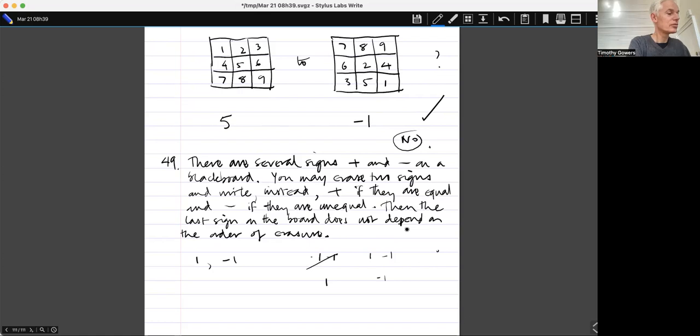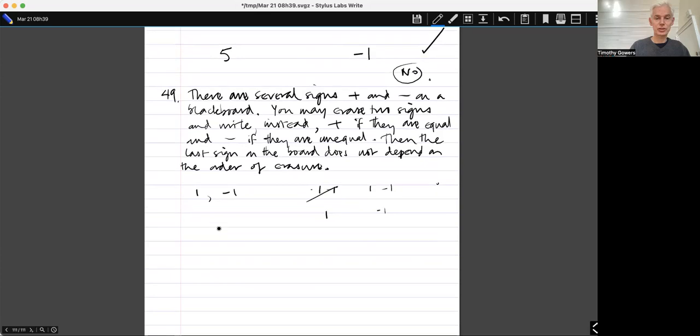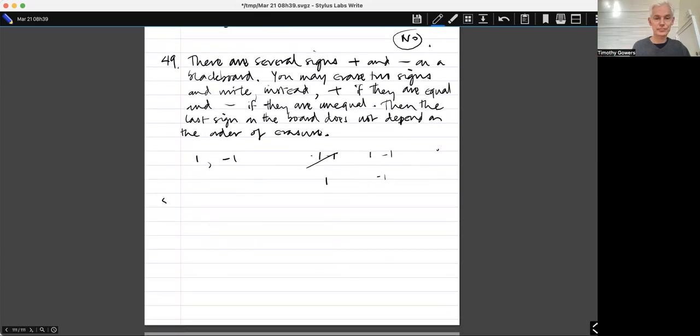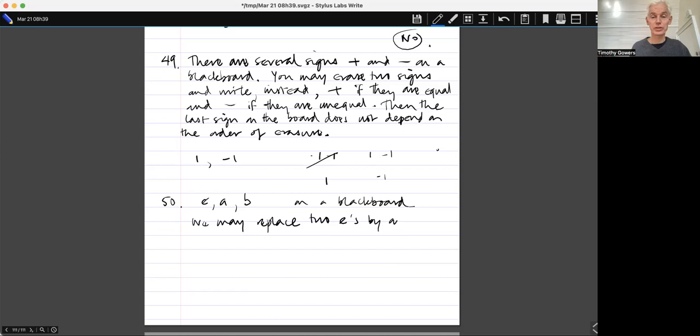Okay, so I think I might have time yet for another one because it seems to be in a similar style. There are several letters. I won't write it out just for this. So E's, A's and B's on a blackboard, lots of those. This will probably be a mod 3 thing or something. We may replace 2 E's by 1 E.